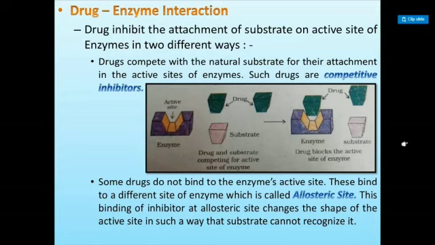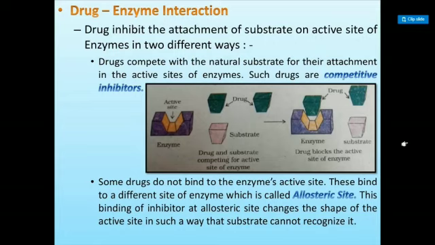You can see in the figure, which I'll explain here. Enzyme, active site, and substrate are there, but the drug is more active, so it is attached or held on the active site and inhibits the substrate from reacting with the enzyme. This is a type of competitive inhibitor.